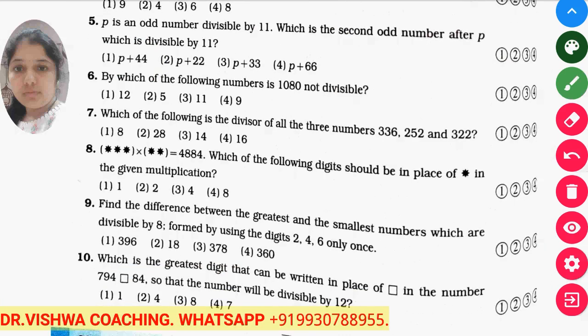Now by which of the following numbers is 1080 not divisible? Now you have to check.